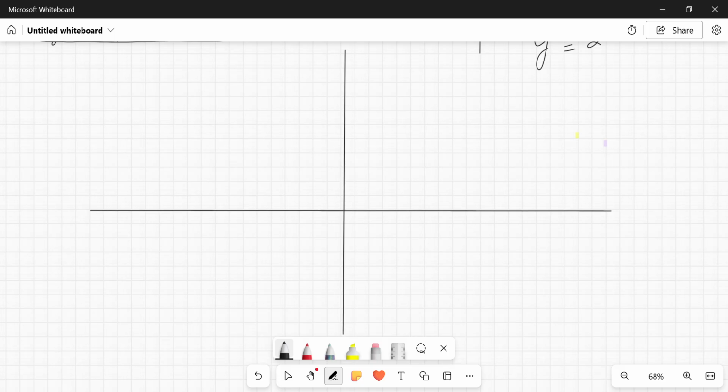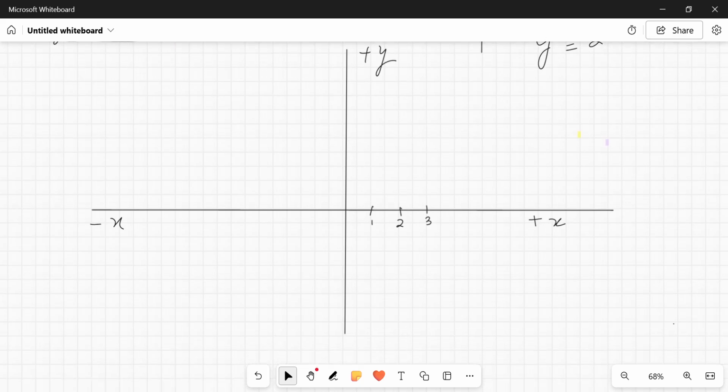Now this one, I'm taking 2 boxes, like 2 centimeter. 1, 2, 3. Sorry, this is your positive x. This one is negative x. That is positive y. And your bottom numbers are negative, sorry, negative y. Okay, so I'm taking like 2 centimeter to 1 unit.